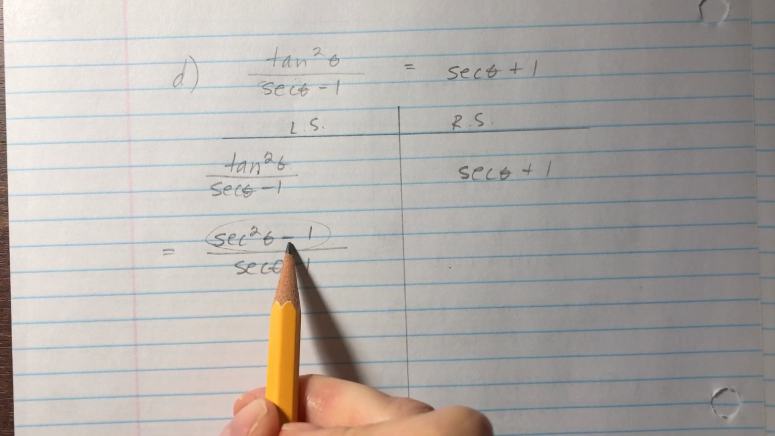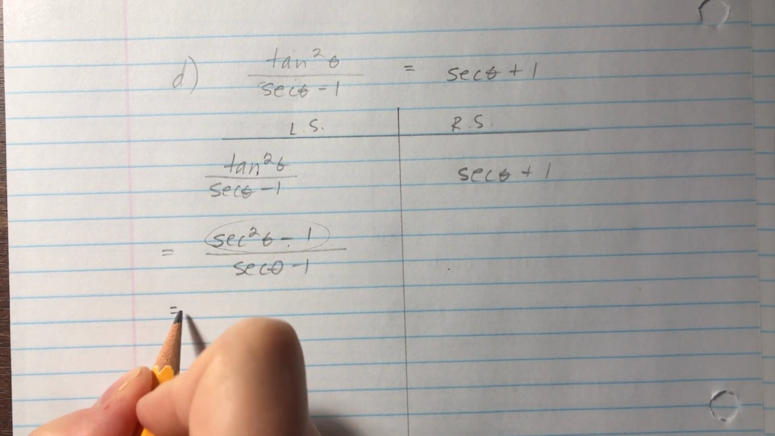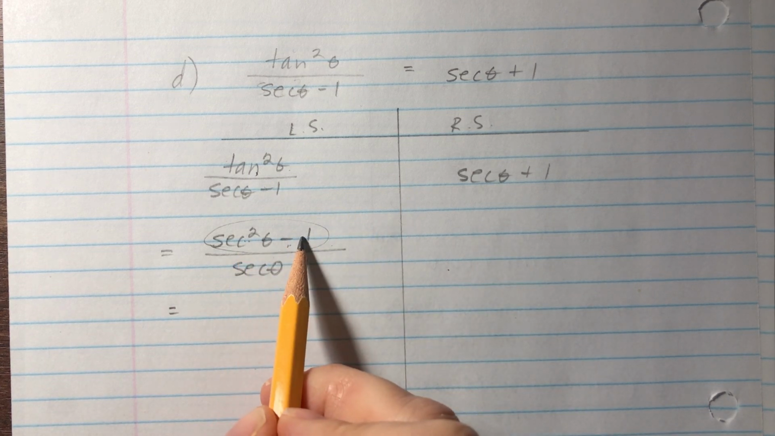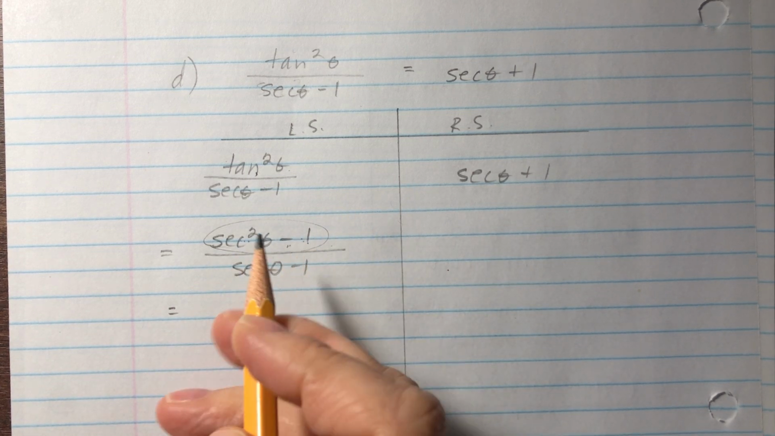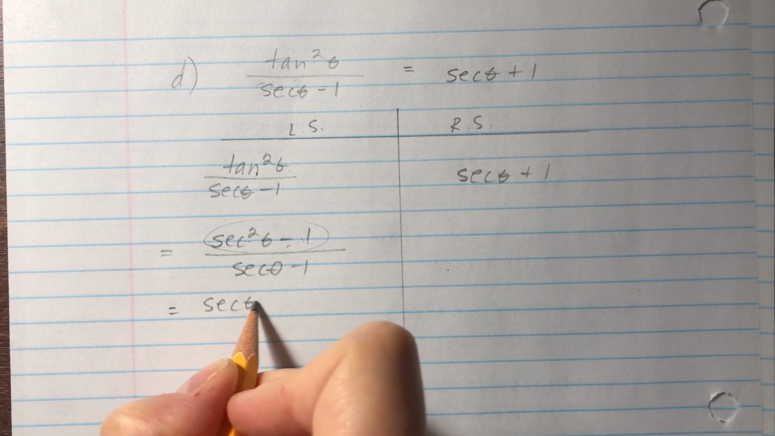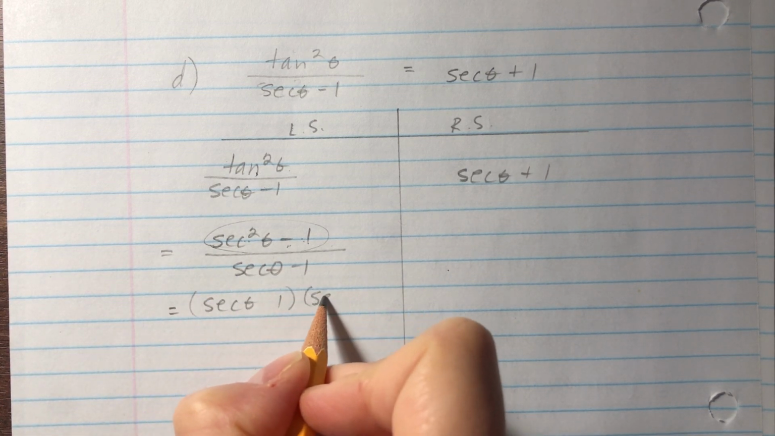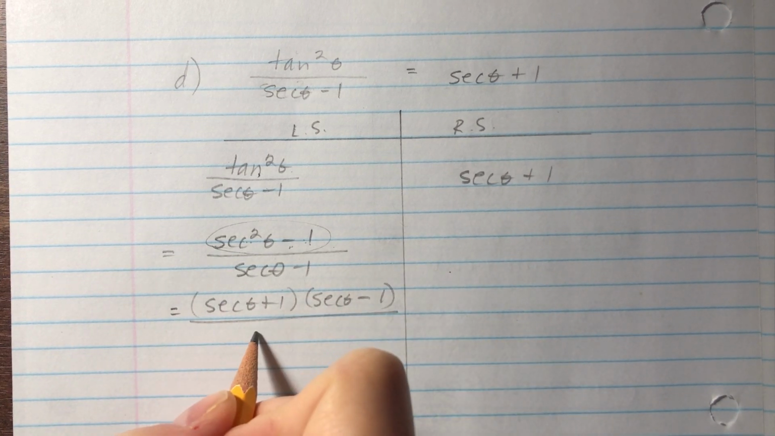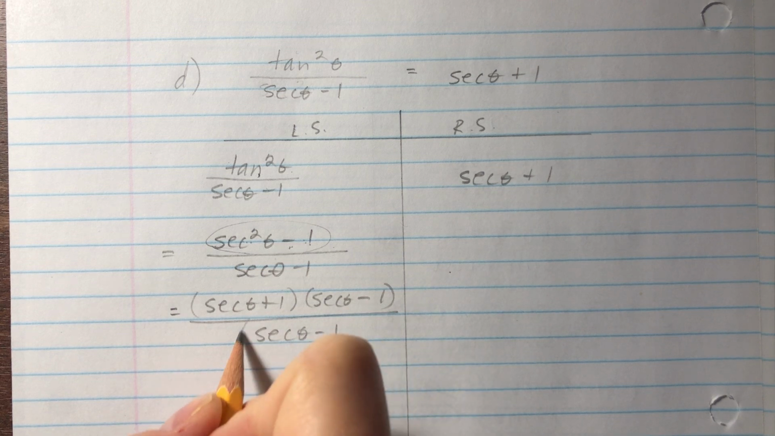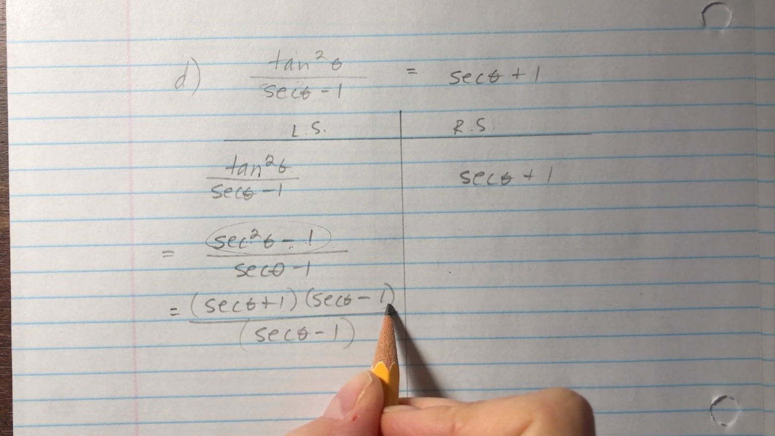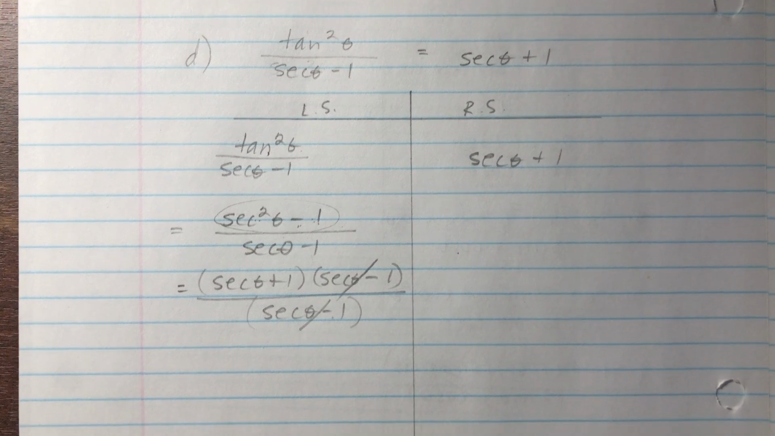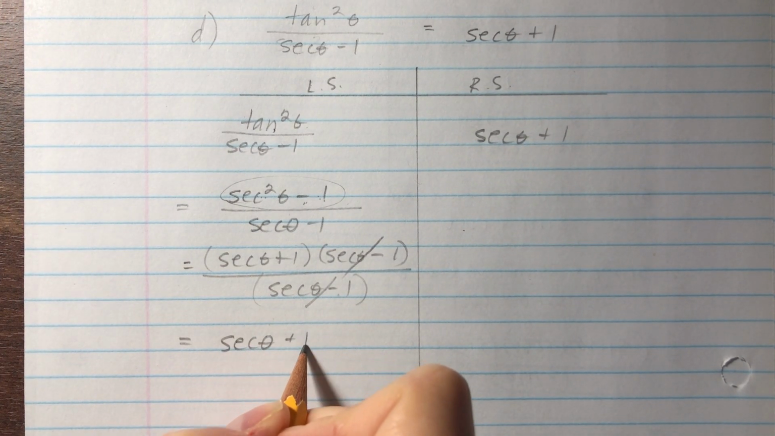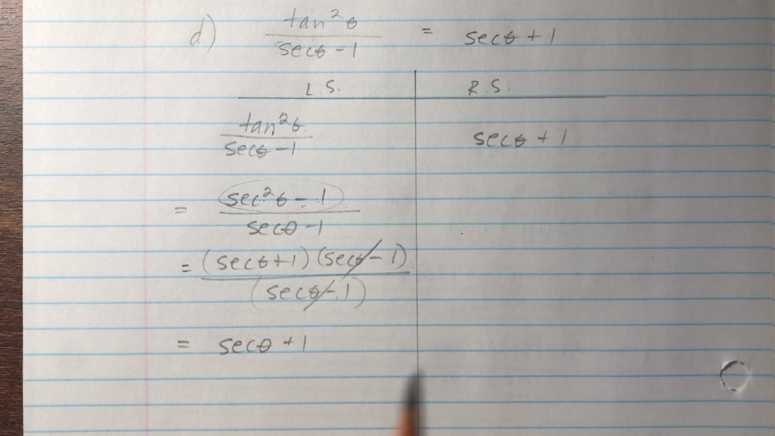And this right here is a difference of squares. I have two terms separated by subtraction. So I can factor it by taking the square roots of the outside to give me secant theta and 1. And then one bracket will have a plus, one will have a minus. And then the secant theta minus 1 in the numerator will cancel out with the secant theta minus 1 in the denominator, leaving me with secant theta plus 1, which is exactly what I have on the right side.